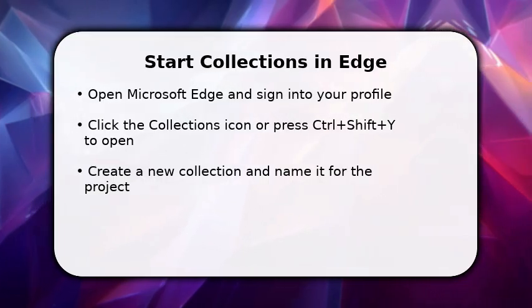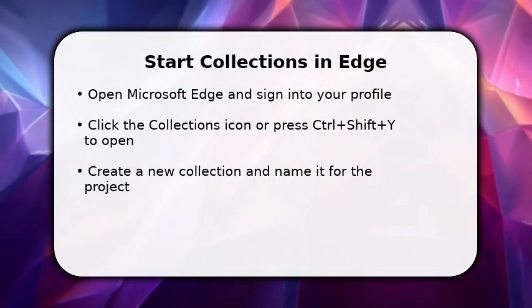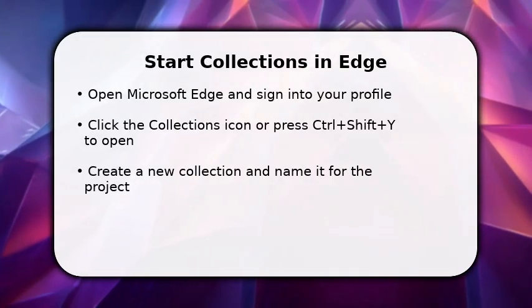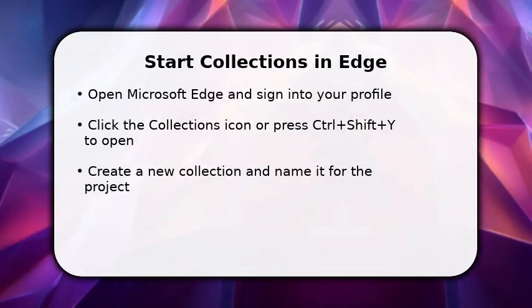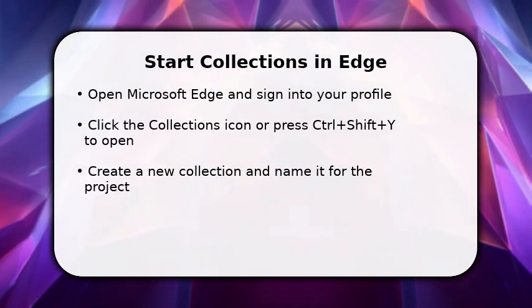Create a new collection and give it a clear, searchable name. This makes later retrieval faster. Next, capture your first item. Drag a tab, right-click a page and choose Add to Collection, or use the Add Current Page button. These first steps set the structure you'll build on.